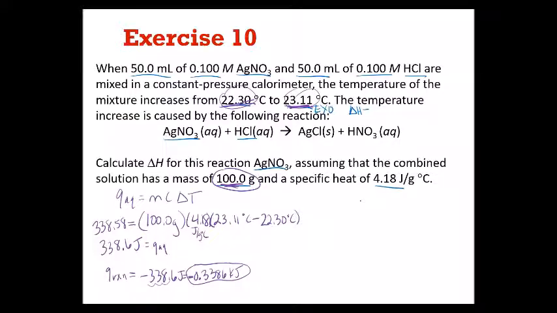Let's look at the moles. Okay, and we're looking at our reactant here, which happens to be the silver nitrate. I need to find the moles of that. I need the moles of the reactant. How do I figure out the moles of the reactant? What information did they give us there?